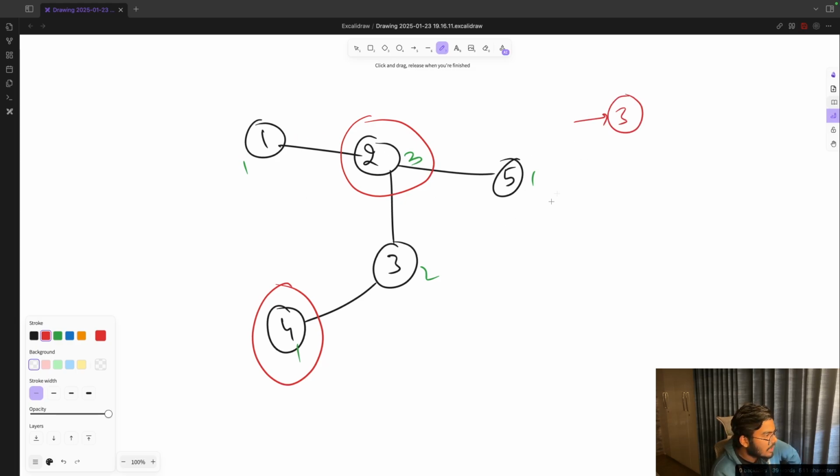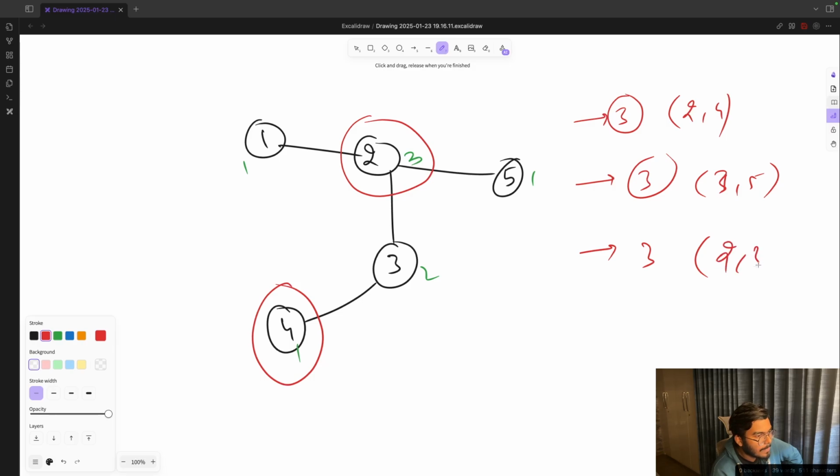What happens when we delete this one and this one? So I will get 1. In this case also we will get 3 connected components. What happens when we delete these two? So this is for 2 and 4. This is for 3 and 5. And this one is for, let's say I delete these two. So 1, 2 and 3, right? This is for 2 and 3.